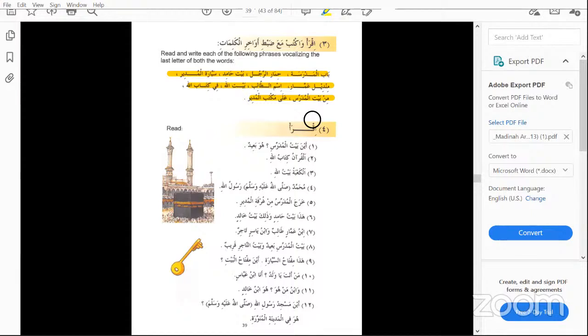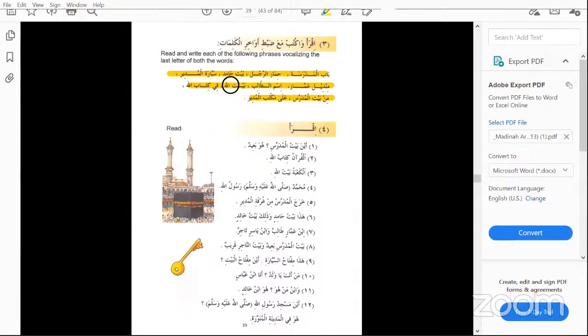What does that mean? Translate as well. Translate Babul Madrasati and Himarur Rajul. Babul Madrasati, school door. Gate of the school. You could translate it as gate or the entrance of the school. Himarur Rajuli, the man's donkey. Donkey of the man. Okay.